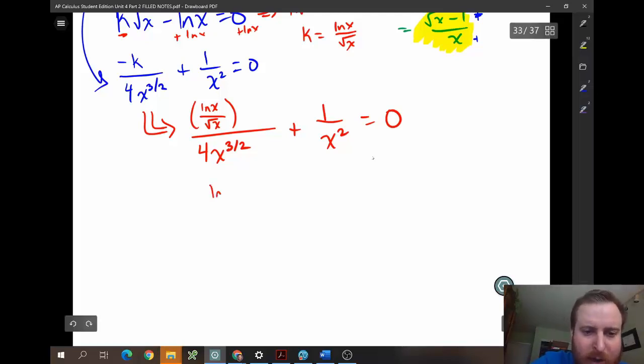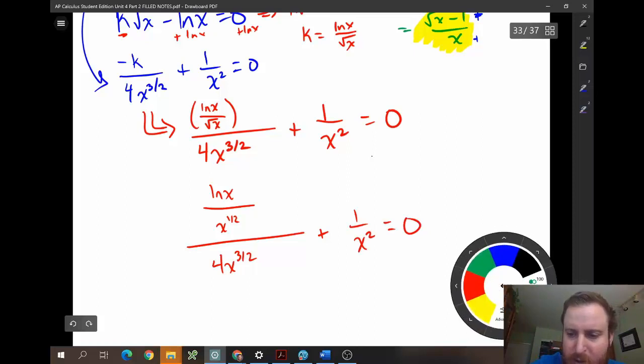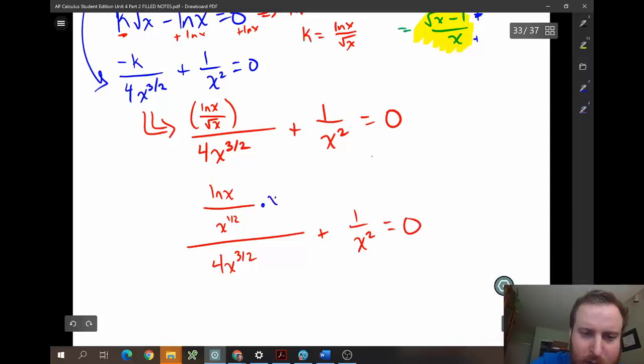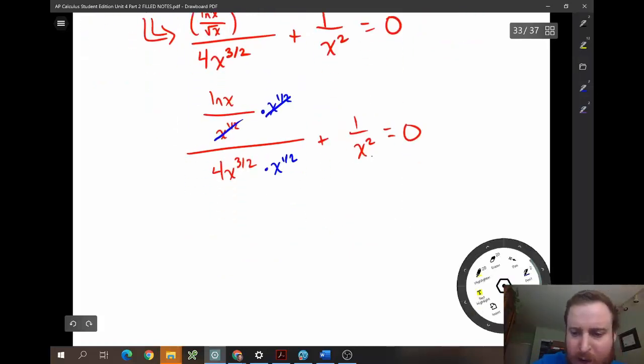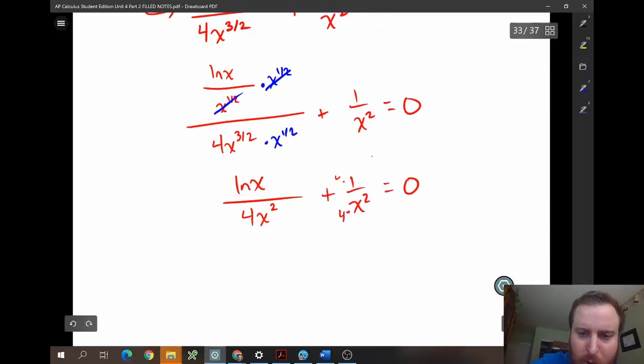So I'm going to write this as ln of x over x to the 1/2 power over 4x to the 3/2 power plus 1 over x squared equals 0. Then I'm going to multiply both sides on the left, the top and the bottom, by x to the half. That way I can get rid of my fraction inside of a fraction. That'll give us ln of x, and when I add 1 half plus 3 halves, that's 4 halves, or x squared. So ln of x over 4x squared plus 1 over x squared equals 0. So I'm going to multiply by 4 and by 4, and that'll give us ln of x plus 4 over 4x squared equals 0.